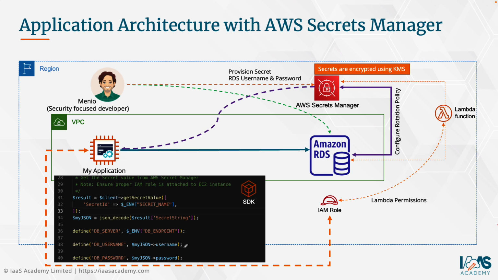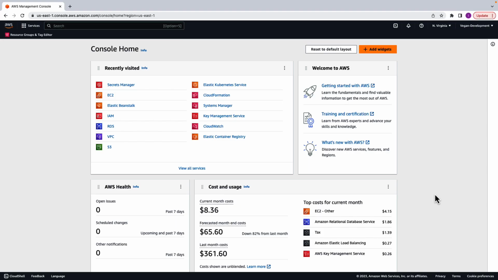Okay, so that explains all the theory and how you would go about re-architecting your application in order to use Secrets Manager. I wanted to give you a quick demonstration on the AWS Secrets Manager console of where everything is and show you how you can go about creating a secret. Okay, so here we are on my AWS Management Console. I wanted to quickly take you to Secrets Manager and just do a quick demo about where all the various features and settings are for Secrets Manager.